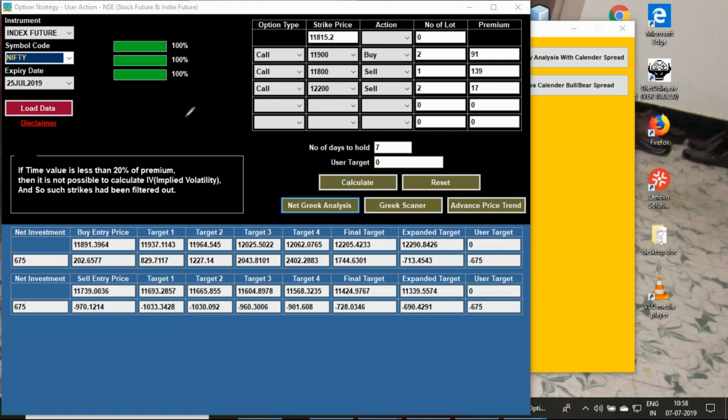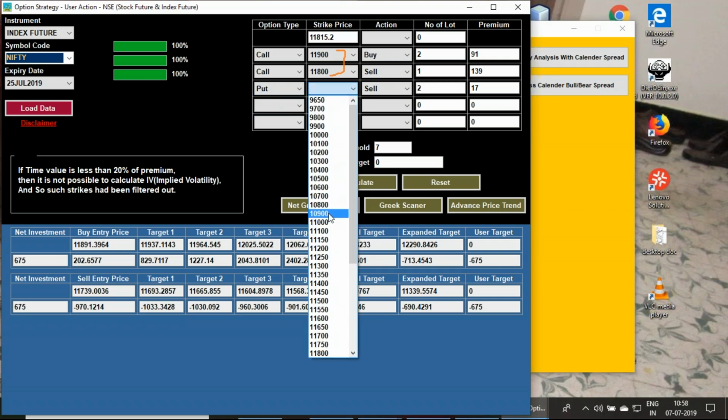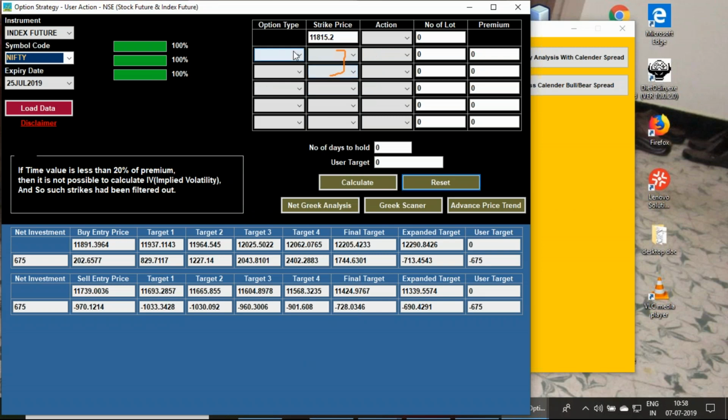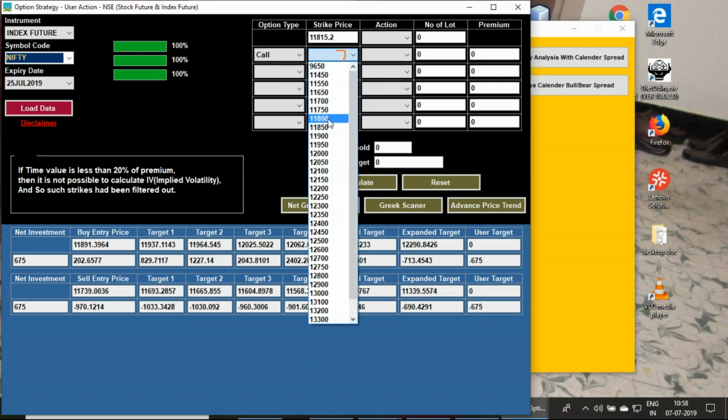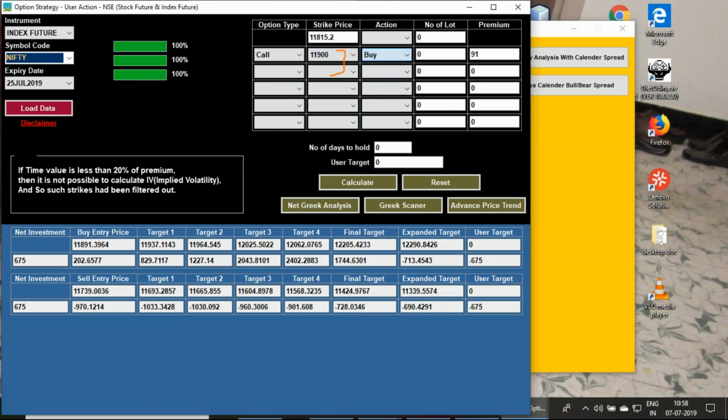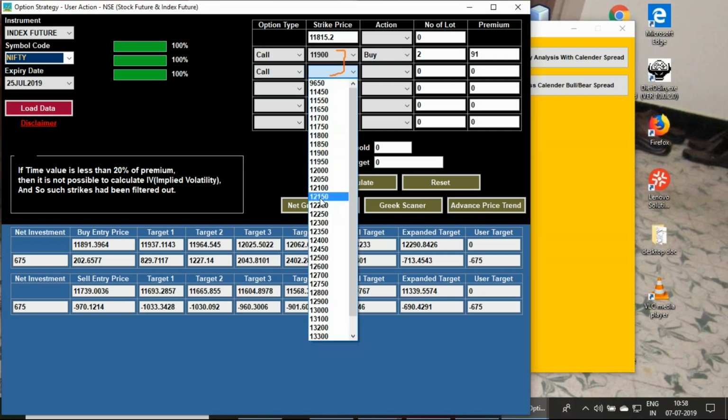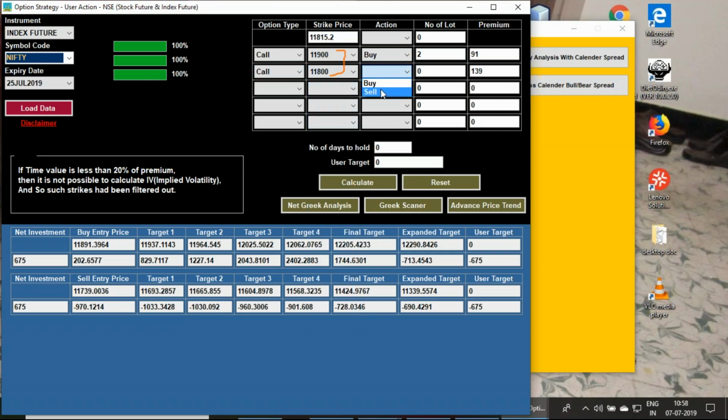When you neutralize the delta, delta neutral doesn't mean that you should have only calls. If I truly need a market neutral strategy, I can have a combination of a call and also a combination of a put. Here I can go for a put of 11,900. Just see this particular example. If I go for a call option 11,900, I am buying 2 lots, and a call option of 11,800, I am selling one lot.